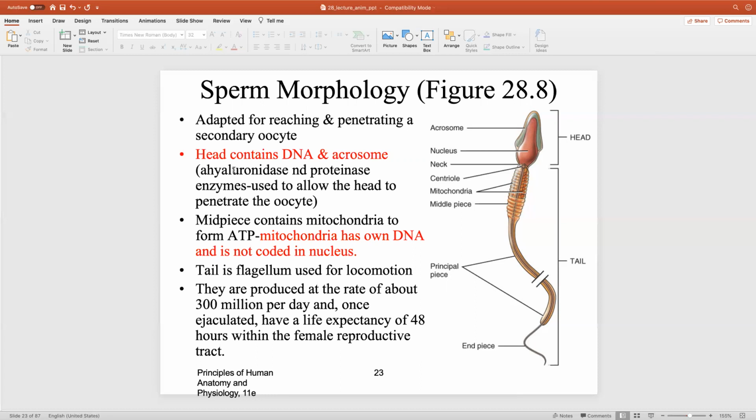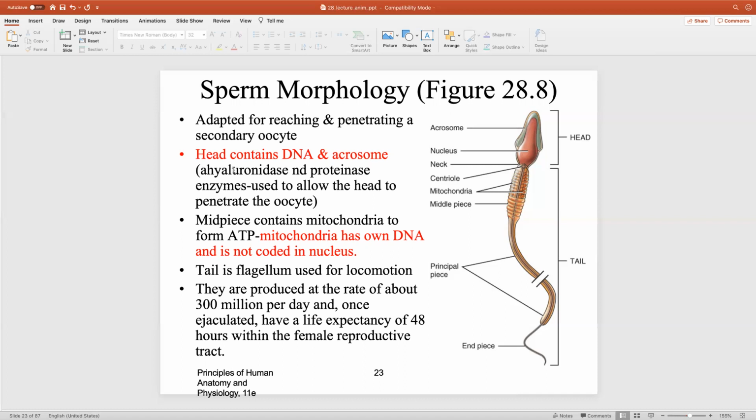You'll have instead lots of other cells that surround the egg that gets released with it. You'll actually have another round of even gel-like corona radiata that will then also follow the egg. So for a sperm to fertilize the egg, it has to work its way through multiple layers of cells and then go through a gel-like membrane and then somehow get through into the plasma membrane. And then you can fertilize the egg.